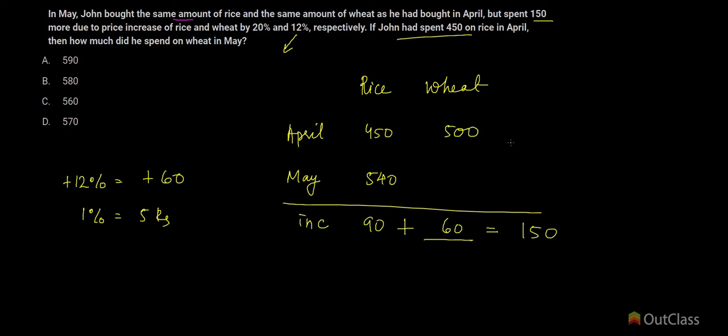They're asking you what he spent on wheat in May. That's the answer. It should be 12% more than 500, or basically just 60 more than 500. The answer should be 560.